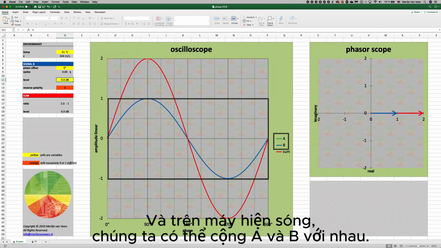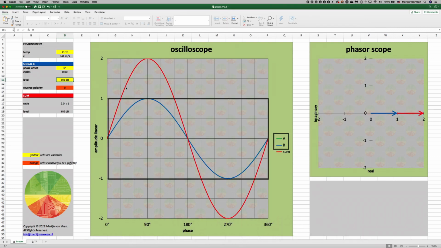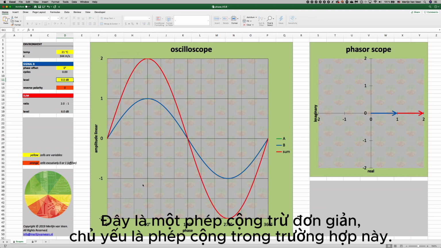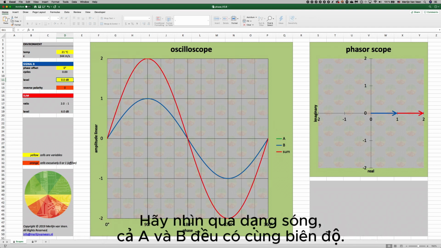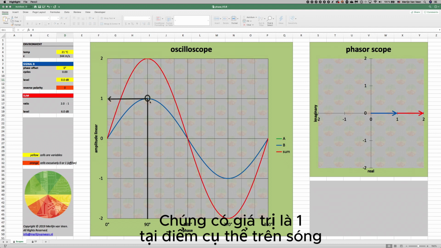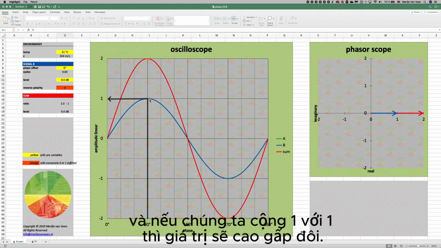And in the oscilloscope, we can add A and B together. That is a simple matter of addition and subtraction, primarily addition in this case. Let's look over here at our waveforms. Both A and B have the same amplitude. They have a value of 1 at that particular point in the waveform. And surely if we add 1 and 1 together, we get something which is twice as tall.